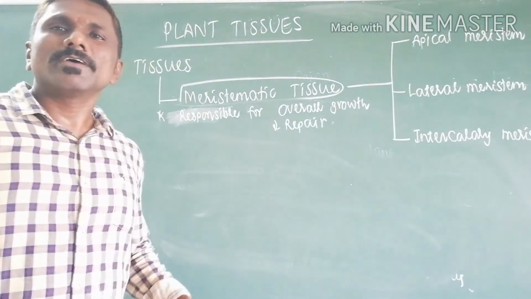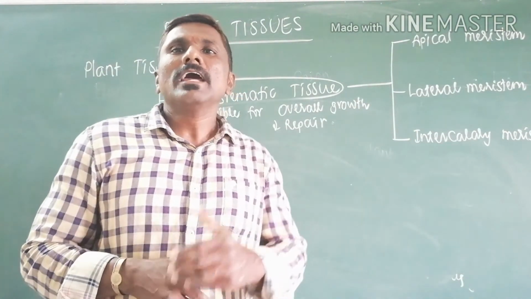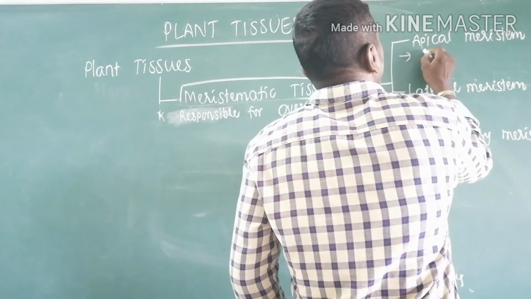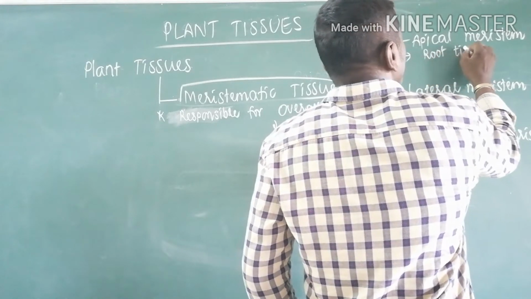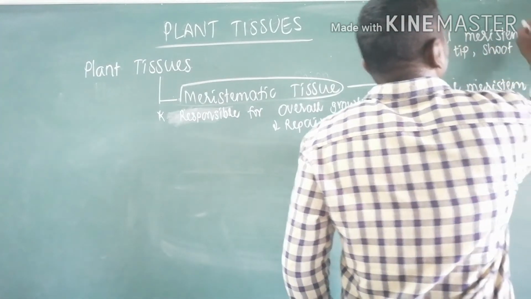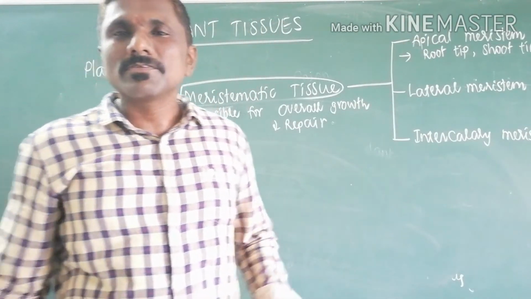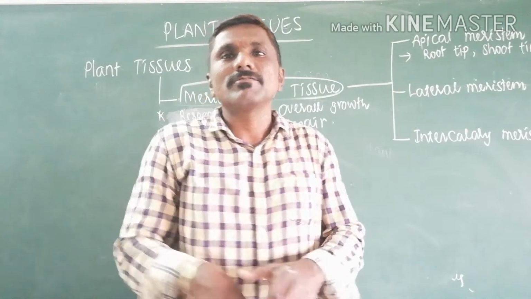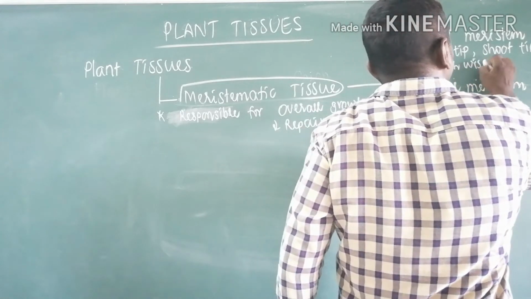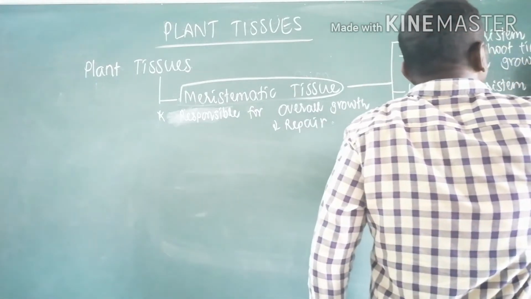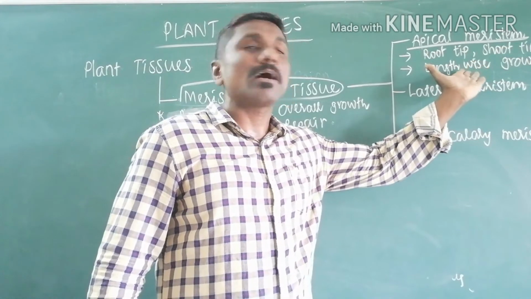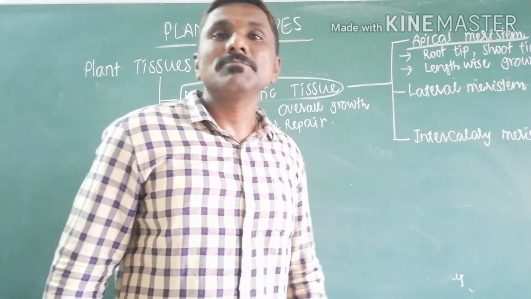Apical meristem is a type of meristematic tissue present at the tips, the root tip and shoot tip. What is the function of this apical meristem? It is responsible for the lengthwise growth of the plant. So apical meristem is observed in the root tip and shoot tip, and it is responsible for the lengthwise growth of the plant body.